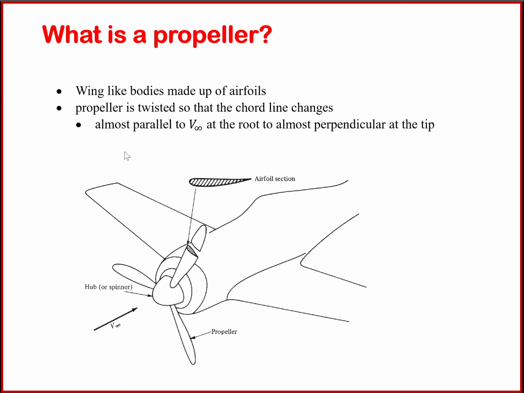Propellers are usually twisted like this. There's a twist in this direction, which essentially means that this line, the chord line, changes as you go from the base of the propeller to the tip of it, root of the propeller to the tip of it. And propellers are usually almost parallel to the free stream velocity that is approaching the propeller. So essentially they are usually parallel to the flow.